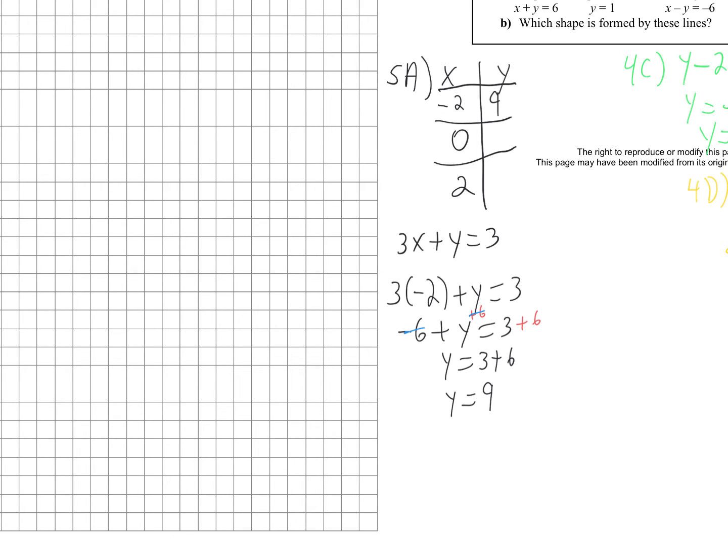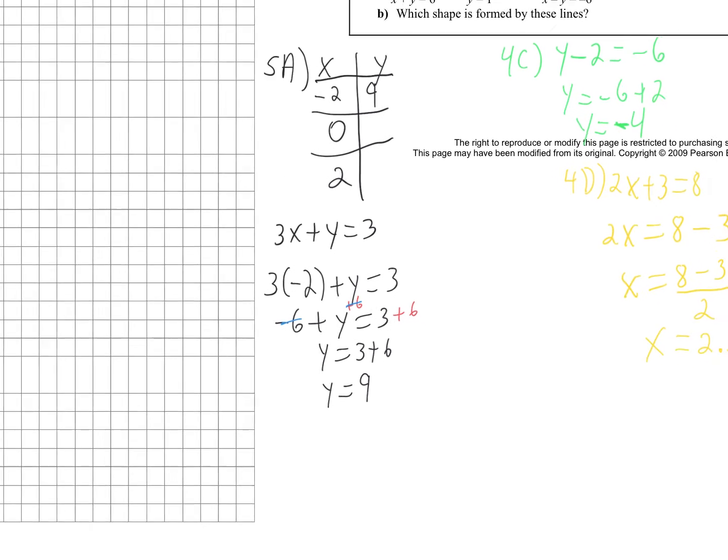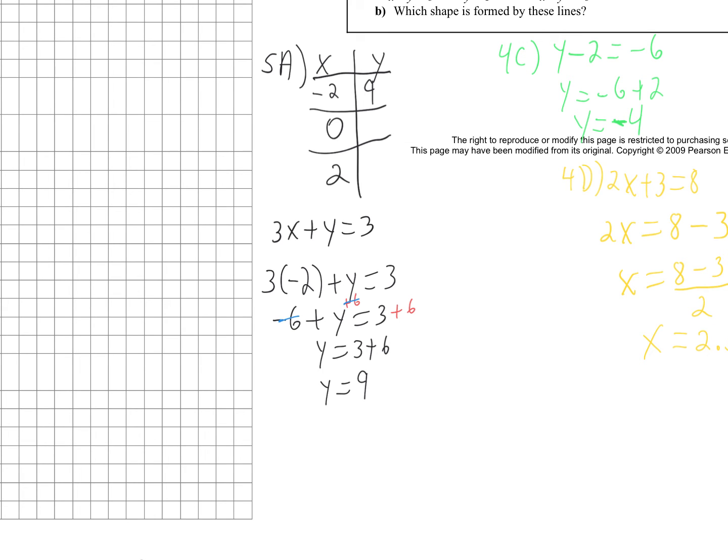Now, I can do this 2 more times. I can have 3x plus y equals 3. This time, I'm just going to replace x with a 0. Because 3 times 0 is 0, that leaves me with y equals 3. And I can see here that that went down by 6. So if I went down by another 6, that would bring me to negative 3.